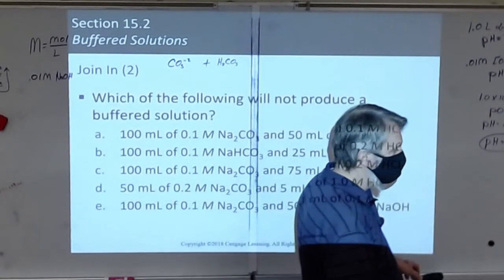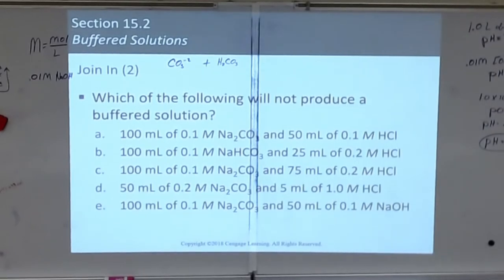Which ones can we eliminate? Okay, so which one of those would not produce a buffered solution? I chose B, but I think it's E now that I'm looking at it. Well, if I react these two things, what's going to happen? NaOH is a strong what? Base. So using this, can I make a weak acid? No. So it is E, because all these others will react with a carbonate to make me a weak acid. Okay?